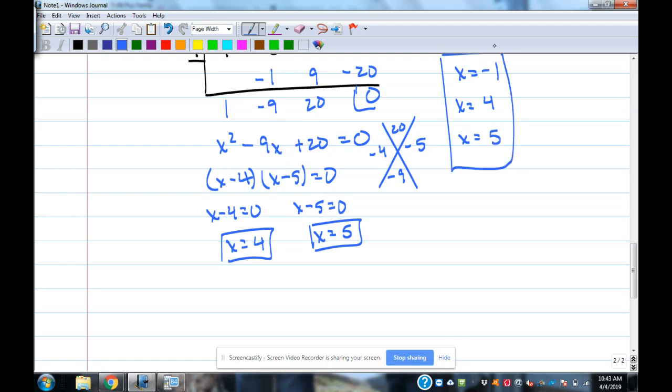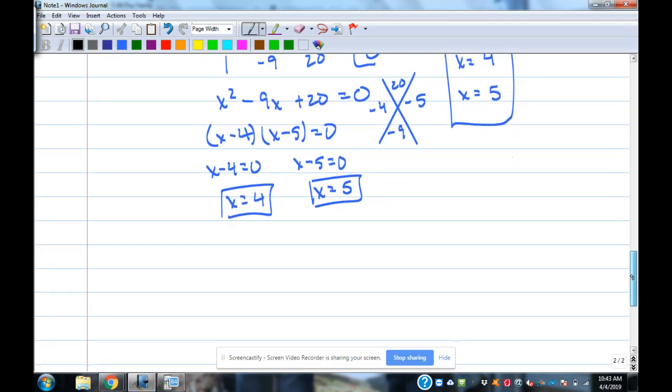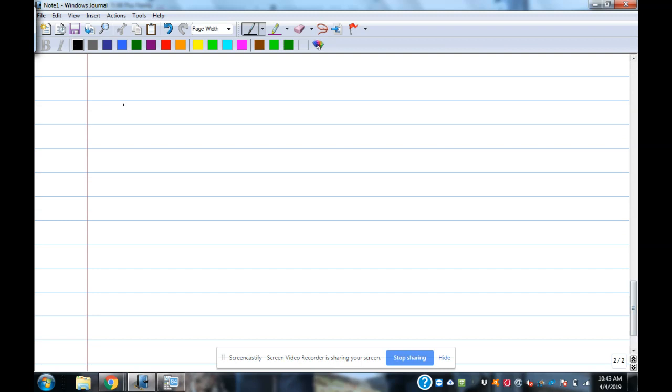So there are zeros. We had 3 of them. What was the highest exponent in the problem? 3. We got 3 answers. Isn't that how it's supposed to work? We talked about that the last couple of days too. That no matter what is going on, we should end up with the same number of answers as we start with, the highest exponent. Look at another one. f of x is equal to x to the 3rd power minus 4x squared minus 15x plus 18 this time.